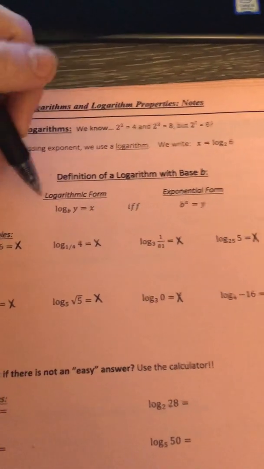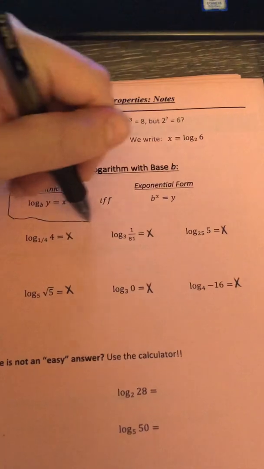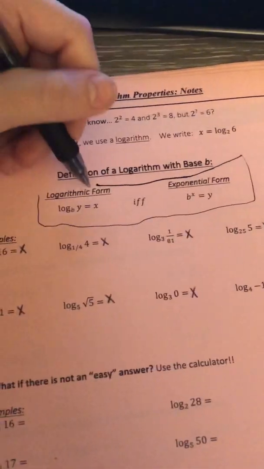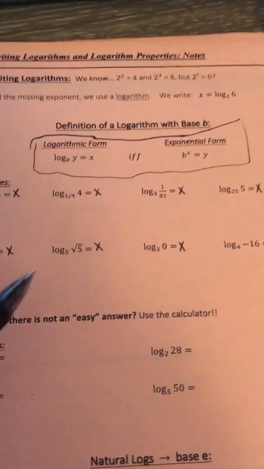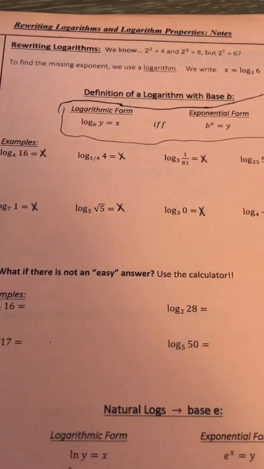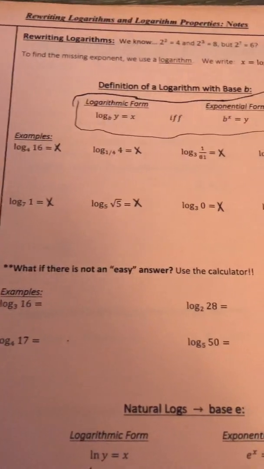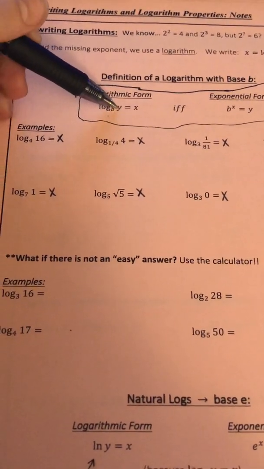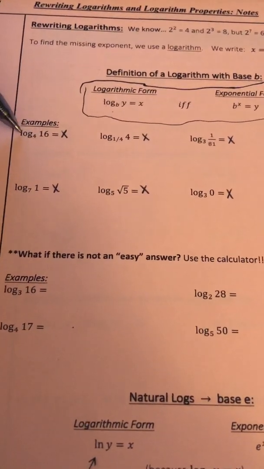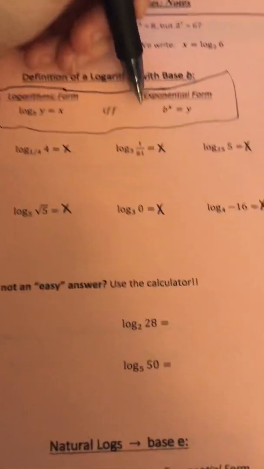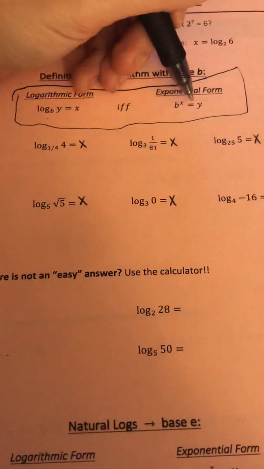So given this information here, we will be able to solve all of these equations for the value of x that we're missing. All right, I went ahead and put an x in each of these spots. It wasn't there before, but it's definitely going to help you visualize. So we have log base b of y, in this case log 4 of 16, is equal to x if b to the x equals y.